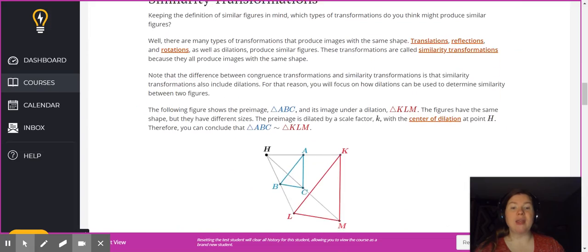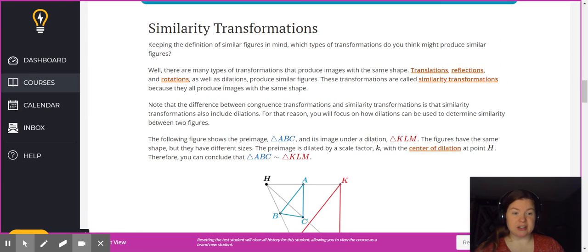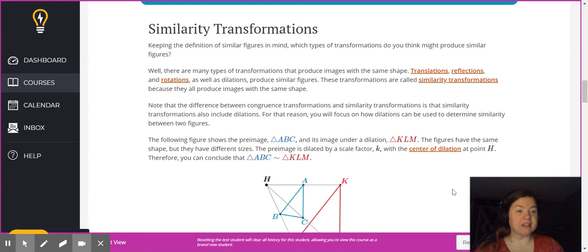Now we have the similarity transformations. We talked about the congruence transformations: a rotation, a reflection, and a translation. It doesn't matter the order. Now we're adding in similarity transformations, so it's all of those plus dilations. Those three we talked about were rigid transformations, and then we add on dilations and it makes it different.